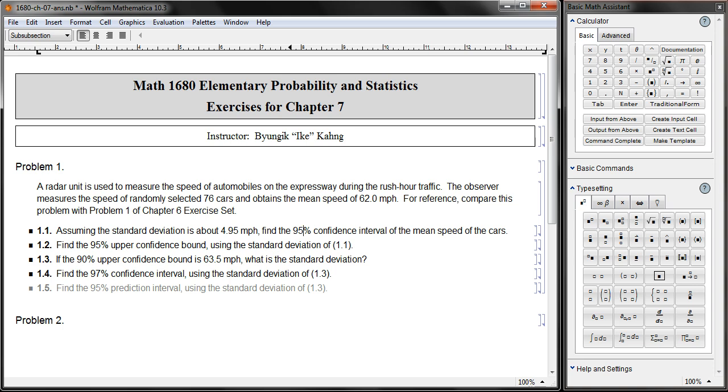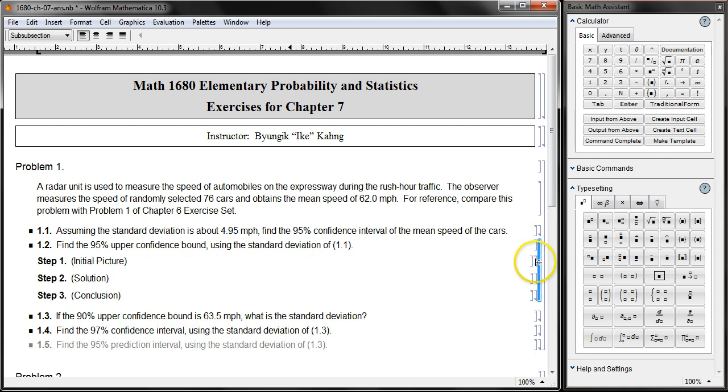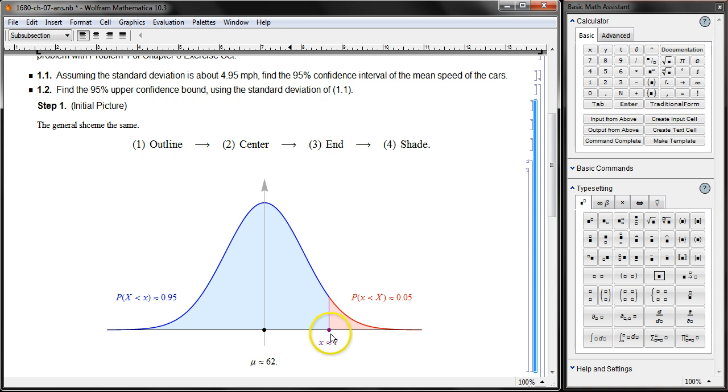Let's find a 95% upper confidence bound using the standard deviation of this previous problem, 4.95. So this is upper confidence bound. Instead of the interval, we'll have just one endpoint here. It is the upper limit above the observed mean of 62, and the probability of the real mean falling less than that is 95%. So we have this 95%, the blue part, and of course there's 5% chance that my estimation is wrong. So how do you find this x?